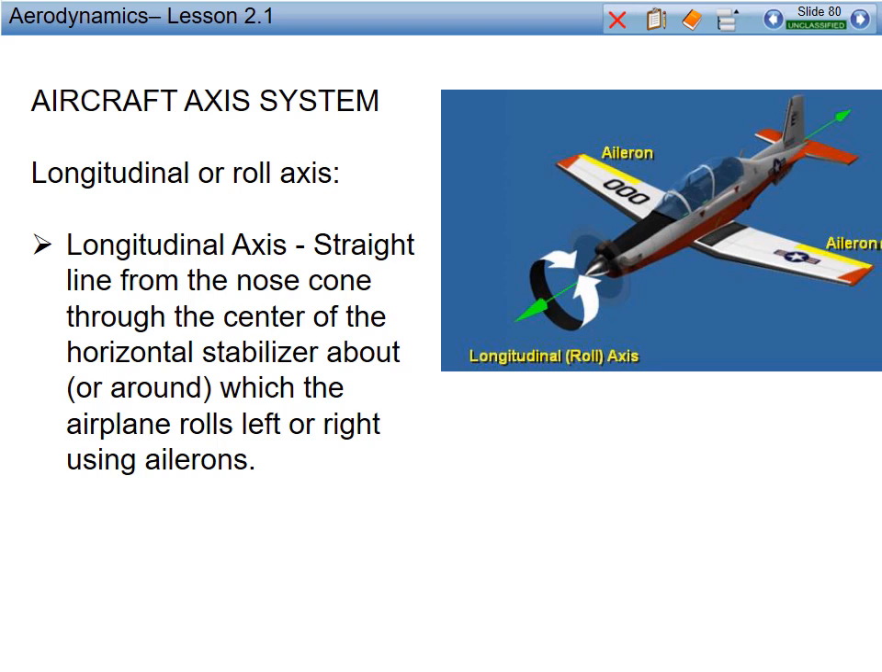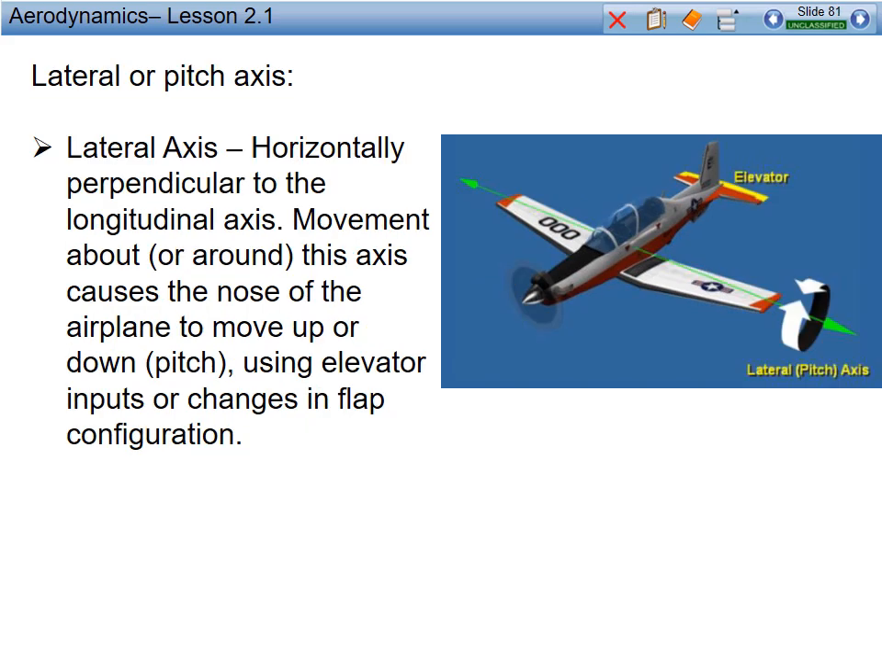The longitudinal axis is a straight line from the nose cone through the center of the horizontal stabilizer, about which the airplane rolls left or right using ailerons. The lateral axis is horizontally perpendicular to the longitudinal axis. Movement about this axis causes the nose of the airplane to move up or down, called pitch, using elevator inputs or changes in flap configuration.